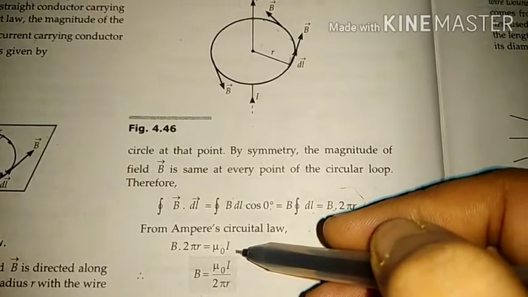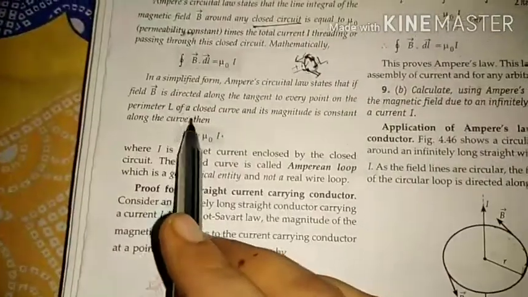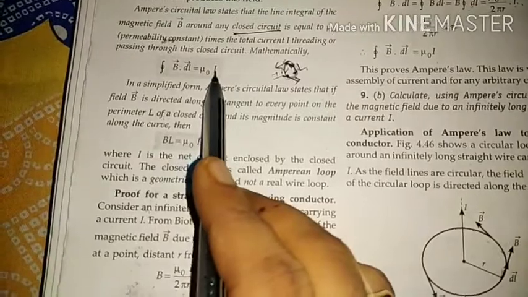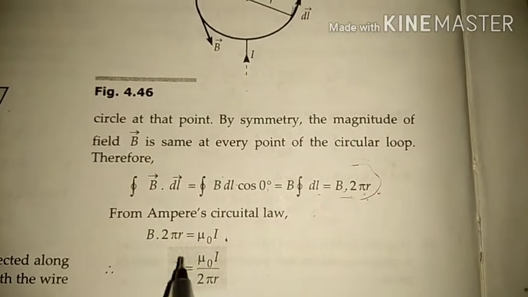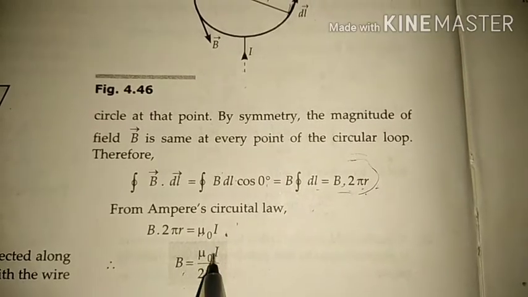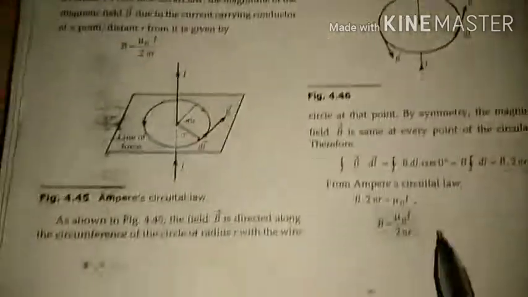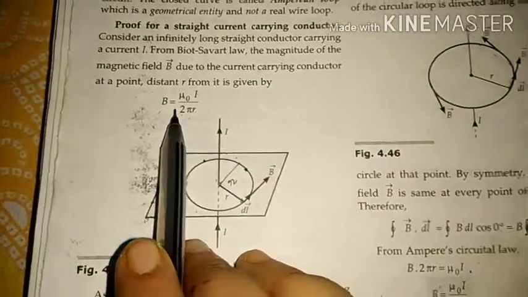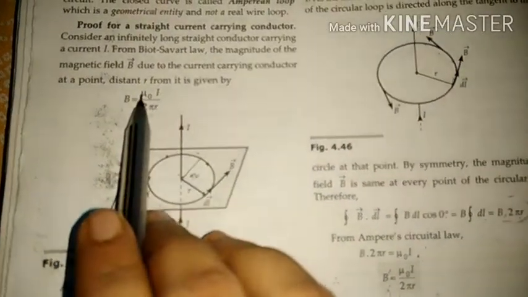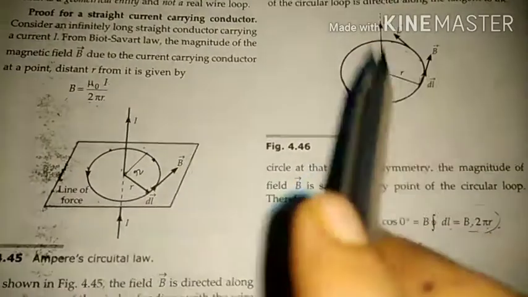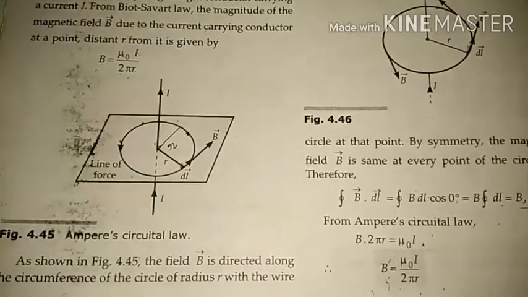From Ampere's circuital law, closed integral of B dot dl equals mu 0 into I. And here we also get closed integral of B dot dl equals B into 2 pi r. So this equals mu 0 into I, so B equals mu 0 I by 2 pi r. This expression we used earlier, and here we proved it. This is an application of Ampere's circuital law.